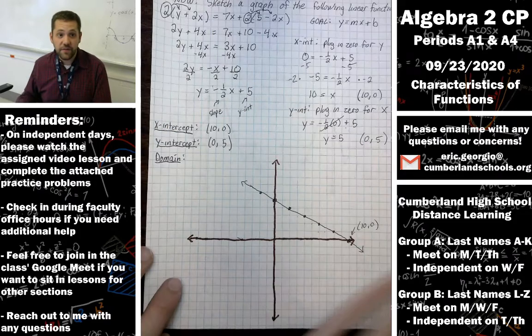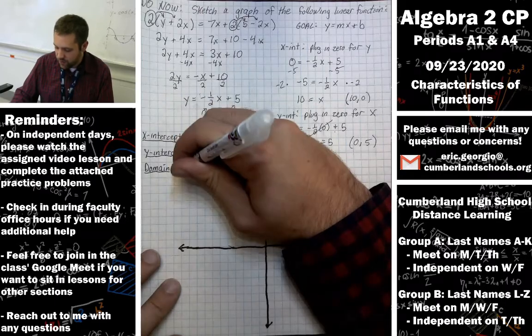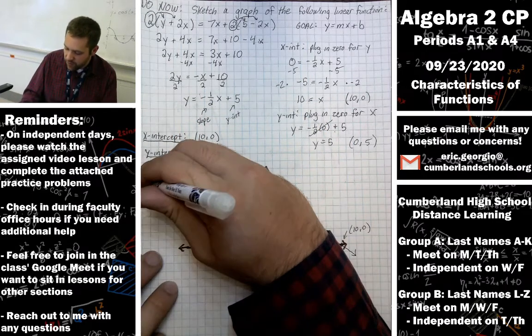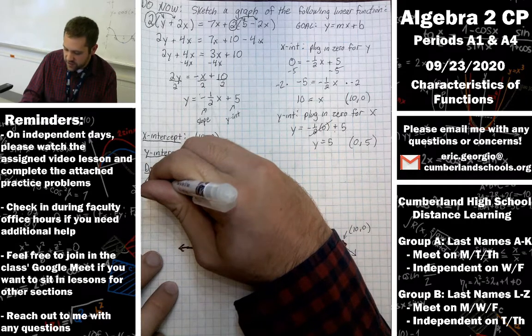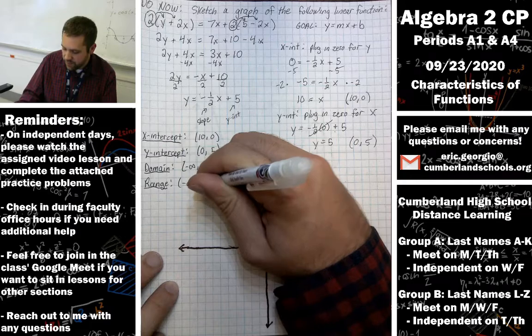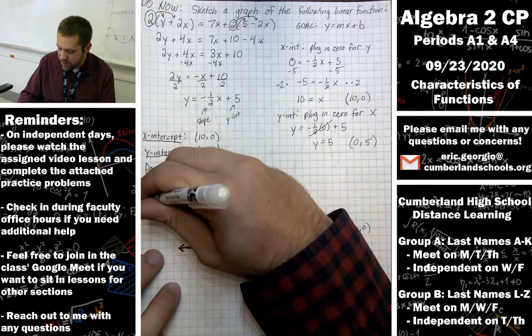Since it's a linear function and it's a sloped line, you already know the domain of that. It's going to be all real numbers, which is supported by the fact that it extends forever in both directions. The range, this also extends forever bottom to top. It's all real numbers. Goes down forever, goes up forever. And lastly, I can ask for the end behavior.